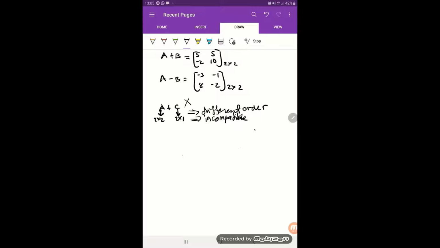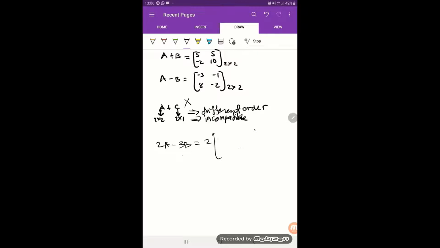So we are going to continue with scalar multiplication. That means how to find 2A minus 3B. Okay, 2A. That means matrix A is multiplied by the scalar 2 and matrix B is multiplied by the scalar 3.